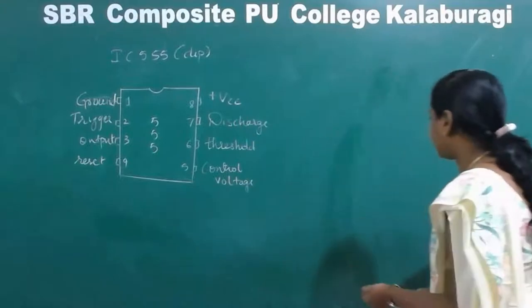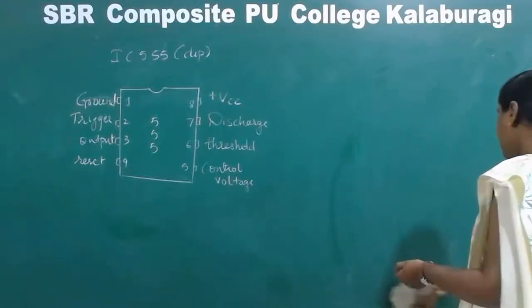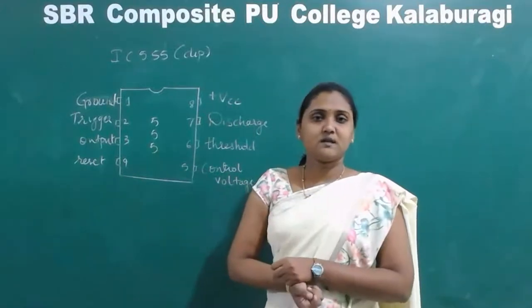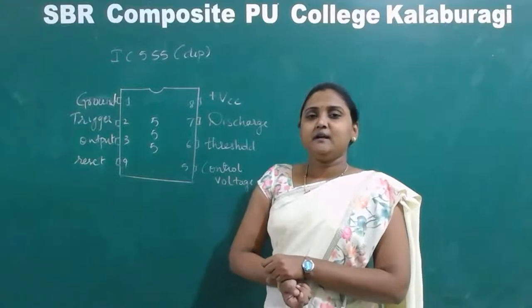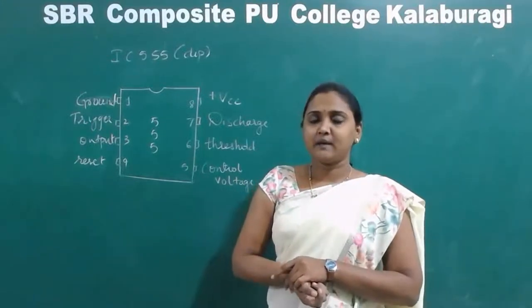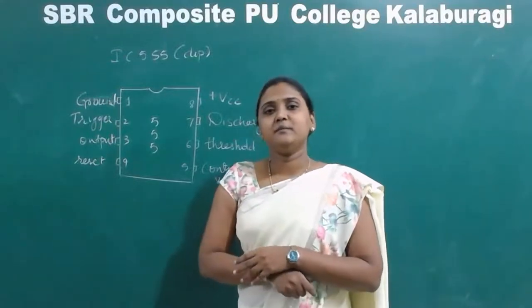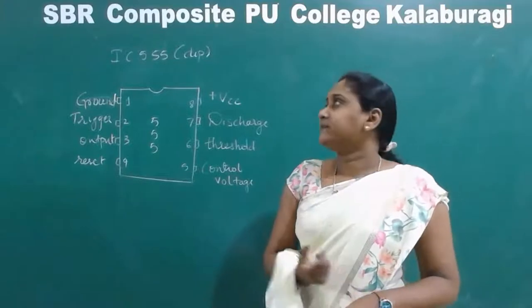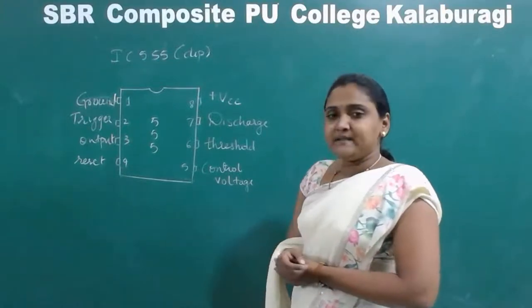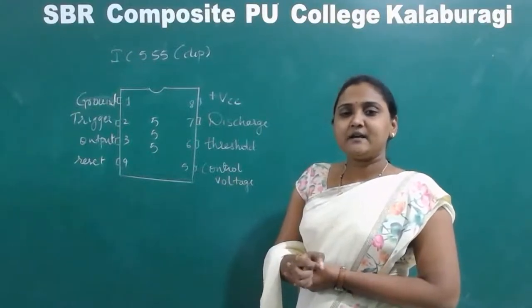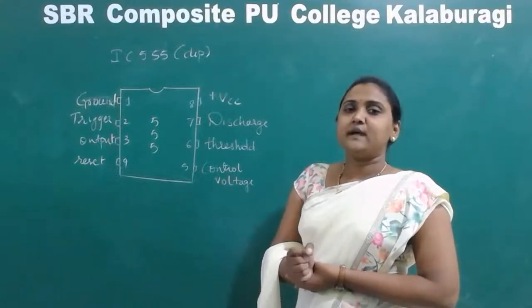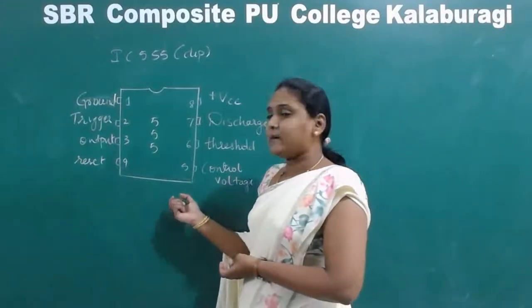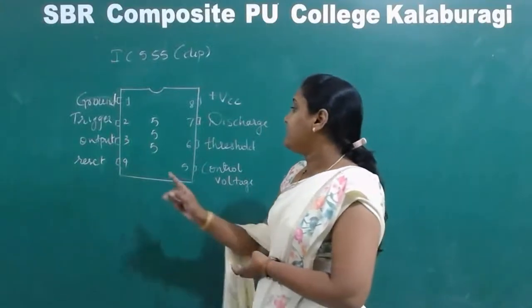Each pin has its own significance and its own operation. What we have studied about the 555 till now is that it is used to generate non-sinusoidal waveforms. The 555 is a reliable, low cost type of IC, which is why it is mostly used. It was invented by Signetics Corporation in 1970. This is the pin diagram having 8 pins. We have seen that the 555 is available in CAN package and DIP package, and in DIP package two variants are available, 8 pin and 14 pin.